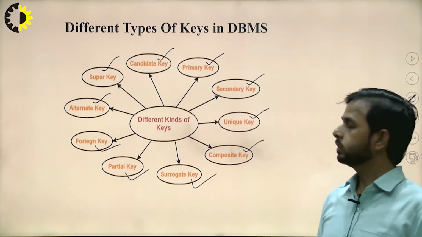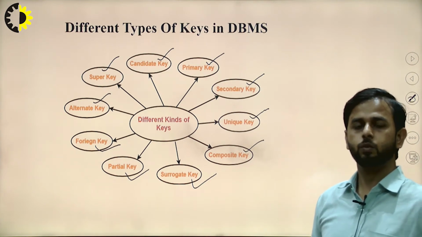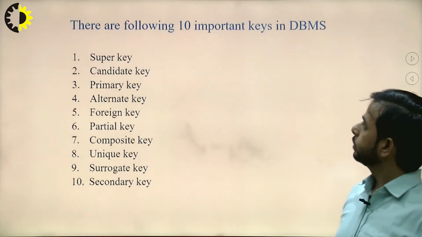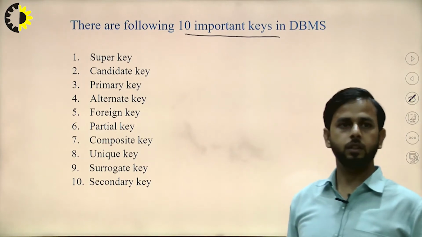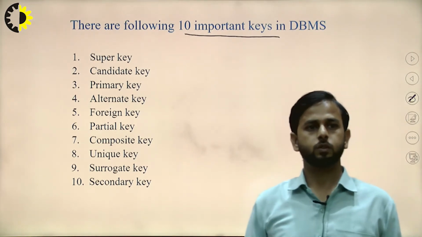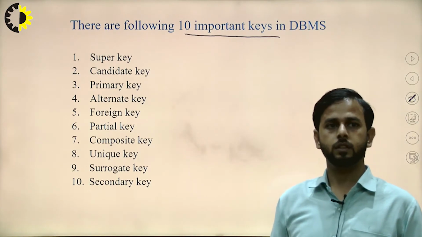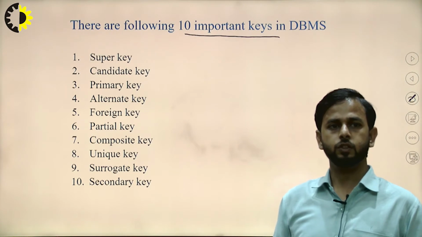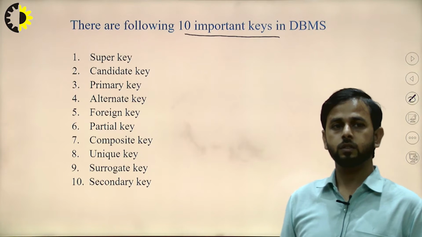We will discuss some of the most important keys in DBMS. There are basically 10 important keys in DBMS. One is super key, next is candidate key, primary key, alternate key, foreign key, partial key, composite key, unique key, surrogate key and secondary key.